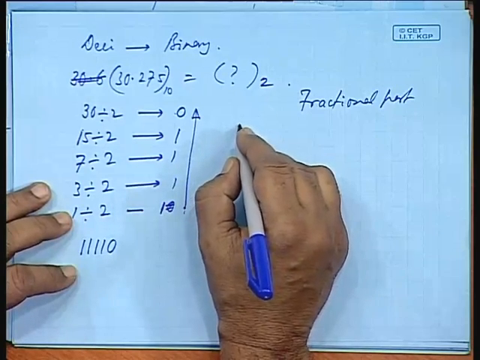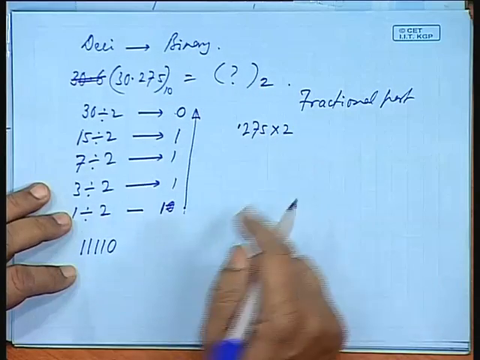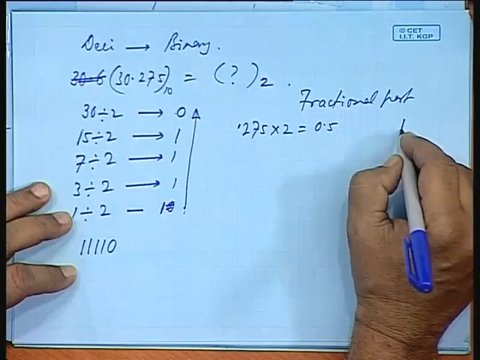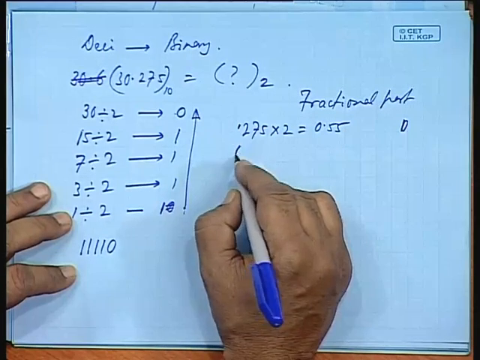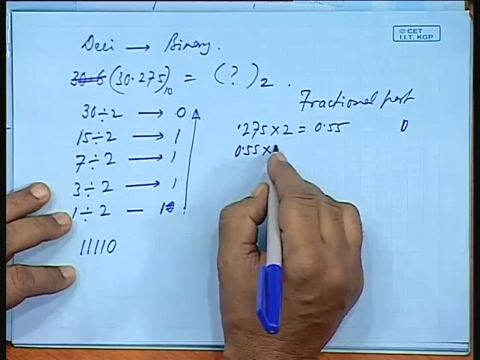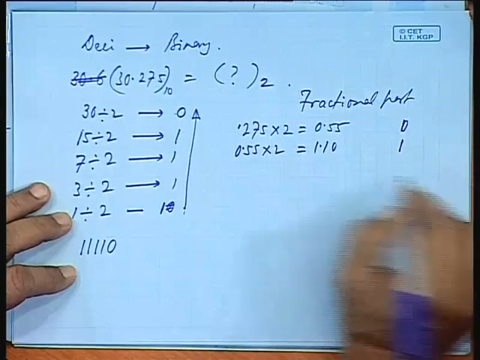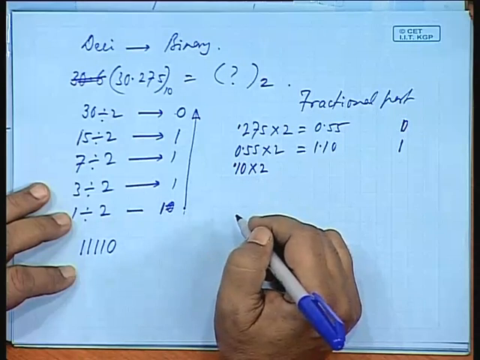So, 0.275 multiplied by 2 and we go downward is equal to 0.55. So, this is 0, 0.55. 0.55 multiplied by 2, so that is 1.10, so that is 1. 0.10 into 2, how much?